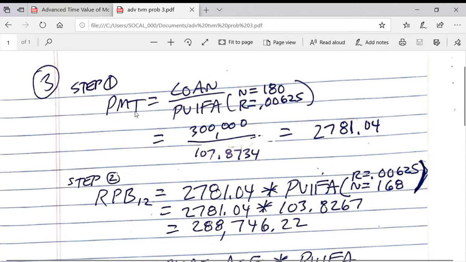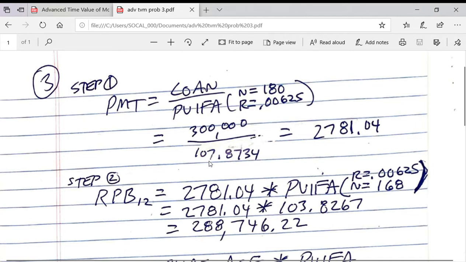Step 1, determine the payment amount. You know very well it's the loan divided by the appropriate PVIFA. Here the R is 7.5% divided by 12, or 0.00625. And N is 180, 15 years times 12 months per year. The loan amount is $300,000. That PVIFA is 107.8734.